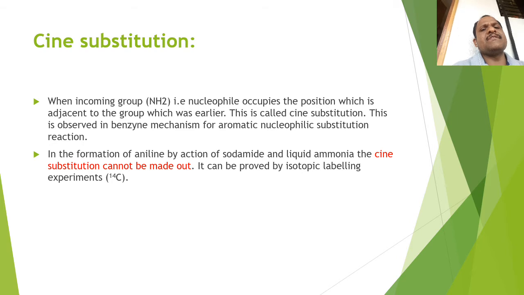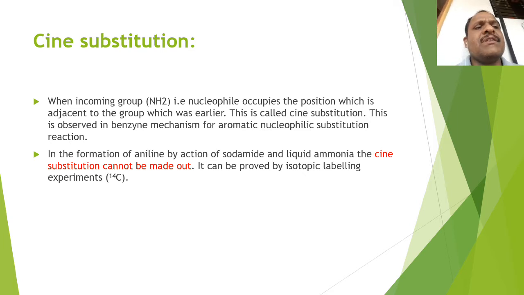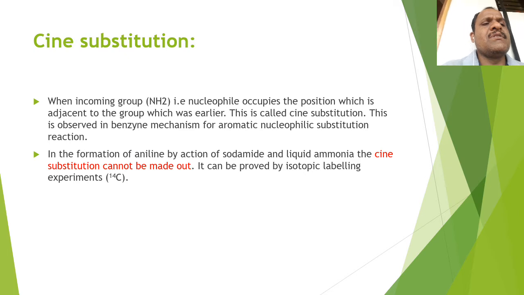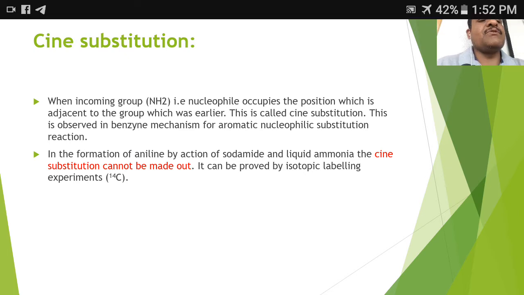Now let me move to the next important substitution, that is called cine substitution. This is very common in a benzyne type of reaction, where a benzyne intermediate forms. In any reaction where benzyne intermediates are formed, there are actually two possibilities of product formed. What are those two possibilities? We will see first.